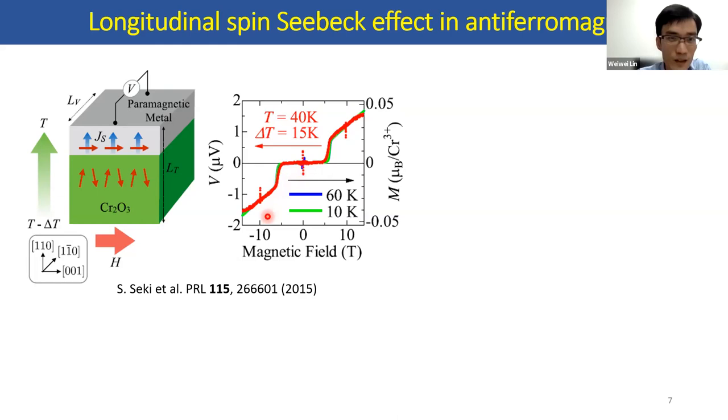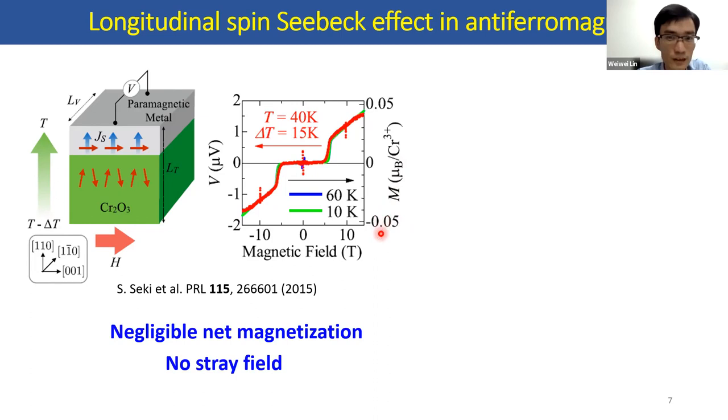We need to note that in this material, the net magnetization is very small. It's 0.05 Bohr magneton per chromium ion. So it's a negligible net magnetization. This is a technical advantage: there's no stray field. So this is the advantage of the antiferromagnet.